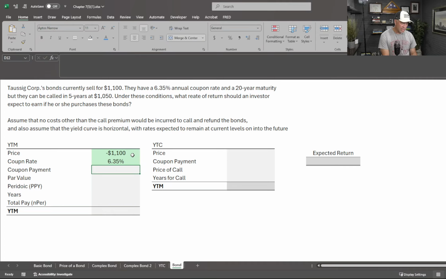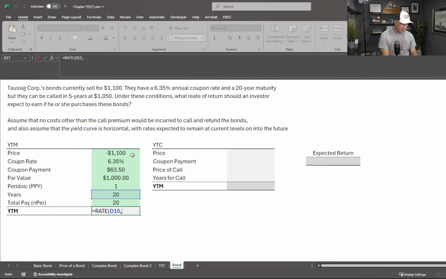Coupon rate 6.35. Coupon payment. Before I do that, I'm going to put down the par. Periodic payments. This is annual, so it's going to be equal to 6.35% of par. I don't have to divide it by 1 because it's the same number. So we receive an annual payment of $63.50. Total number of years is 20. Total number of payments is 20. And now we can solve the yield to maturity, which is the rate.